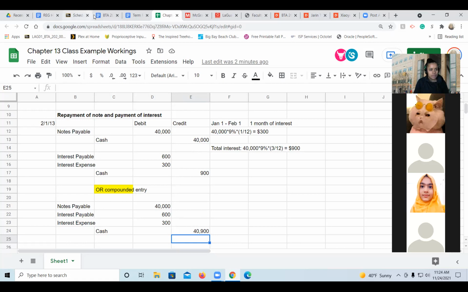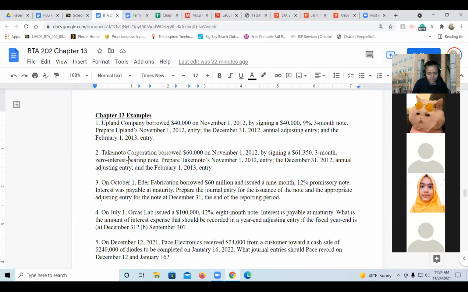All right. So back to the questions, looking at number 2, okay? Takemoto Corporation borrowed $60,000. So there's the amount, right? That's the face value of the borrowings on November the 1st, same date as the previous question, by signing a 61,350 3-month, there's the term, zero interest bearing note. Now, all of us can see that clearly there must be some interest because they're borrowing 60,000, but they're going to pay 61,350, right? Prepare Takemoto's November the 1st entry, the December 31st adjusting entry, and the February 1st, 2013 entry to pay off the note, right?